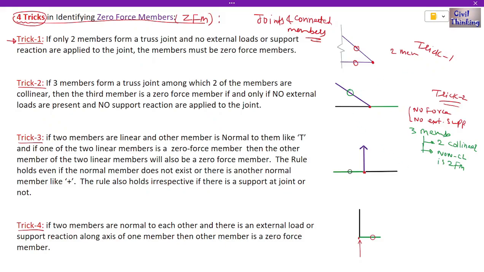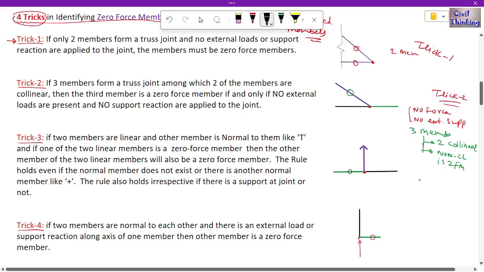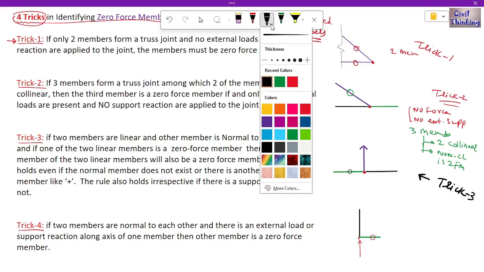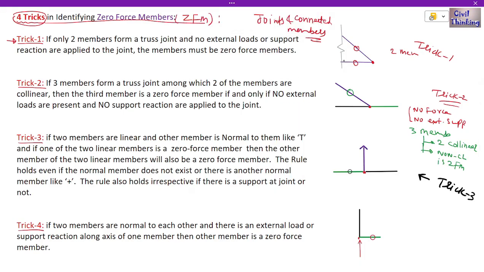Let us talk about trick three. Trick number three. Now trick number three is, again, we have three members, and two are collinear and the other is at 90 degrees, or we only have two members.